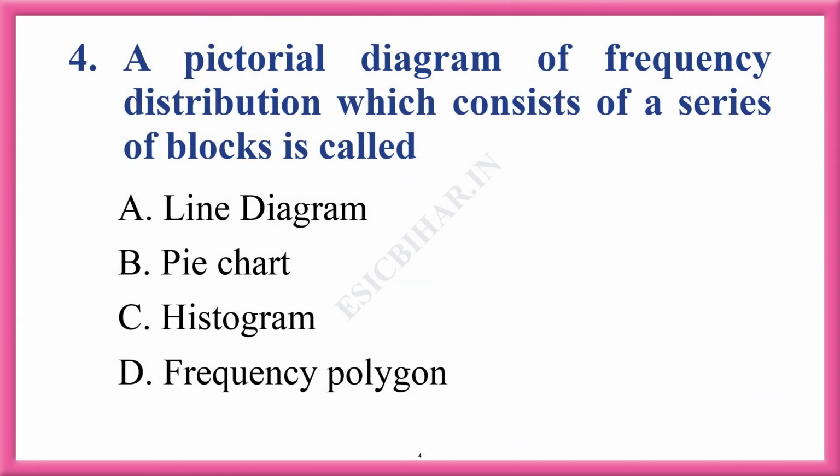Question 4. A pictorial diagram of frequency distribution which consists of a series of blocks is called A. Line diagram, B. Pie chart, C. Histogram, D. Frequency polygon. And the answer is A. Line diagram.